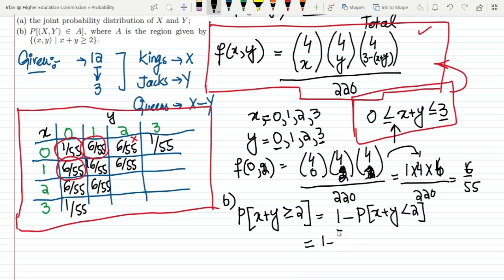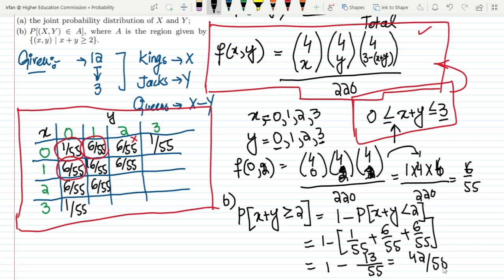I will get 1 minus 1 over 55 plus 6 over 55 plus 6 over 55 as well. So it will be 1 minus, adding them all together, 6 plus 6 plus 1 is 13, 13 divided by 55. So ultimately, subtracting it from 1, I will get 42 over 55, which is the solution of part B of my question.